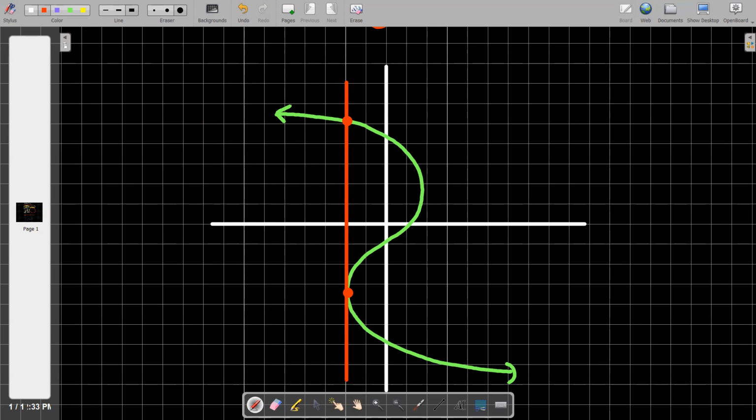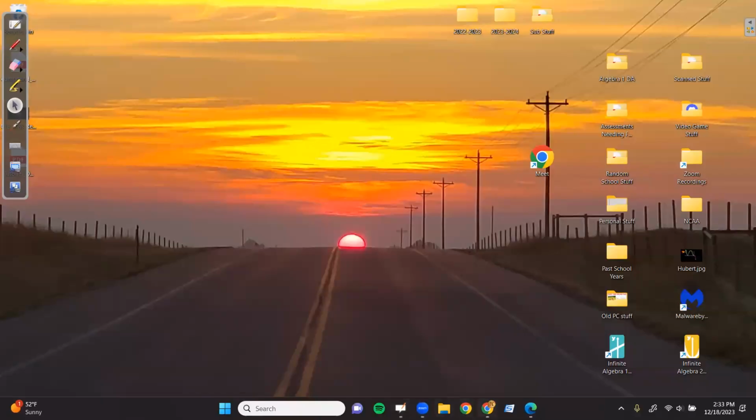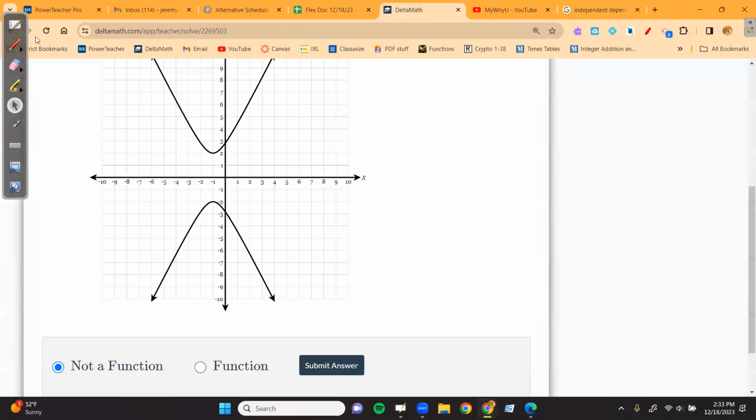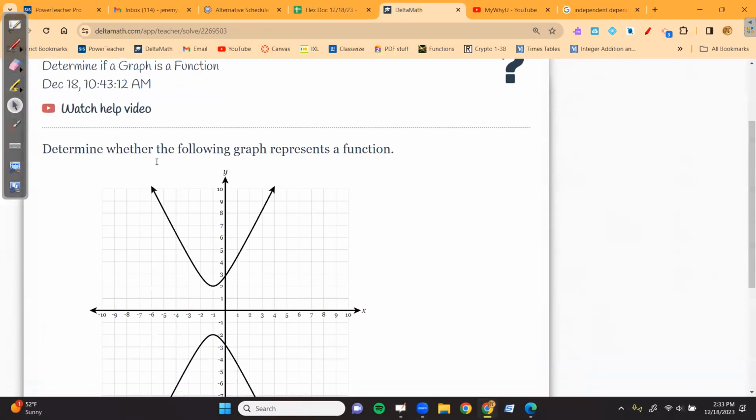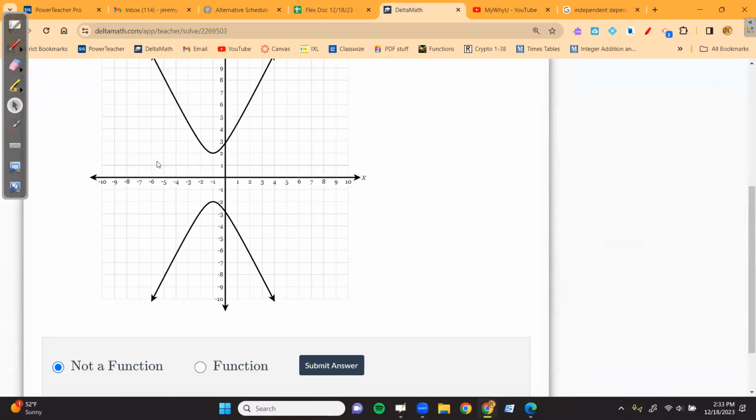We clear? Okay, just a couple more minutes. I'm going to show you what this looks like on Delta Math, and then I will get out of your way here. So almost there. In your assignment, you're going to see problems like this. These are the easiest ones, by the way. Ms. Orozco will attest to this. These ones are super pleasant. Is this a function?